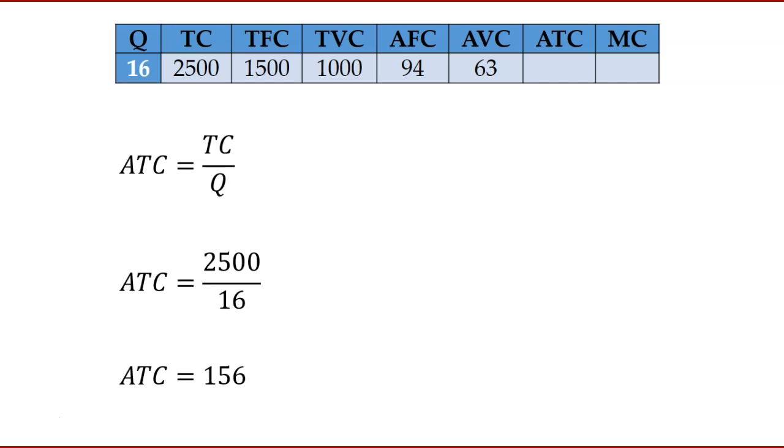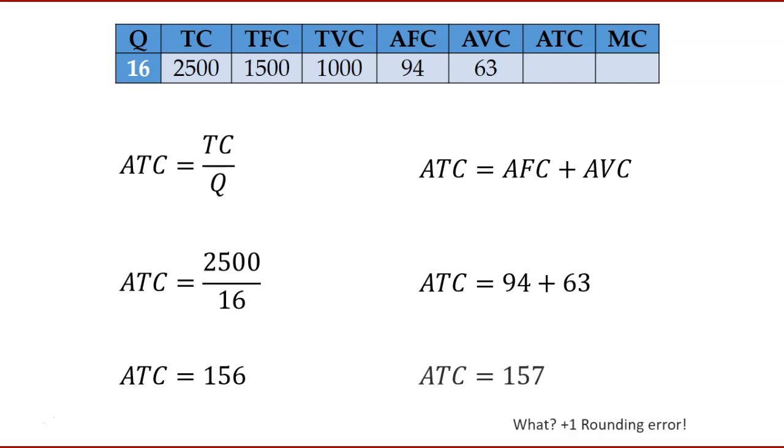We can calculate average total cost in a different way, however. We could just say average fixed cost plus average variable cost gives us the average total cost. That's pretty straightforward. We've already calculated the average fixed cost as 94 and the average variable cost is 63, so the average total cost is 157. They're a bit off by these two different calculations, but that's just due to a rounding error.